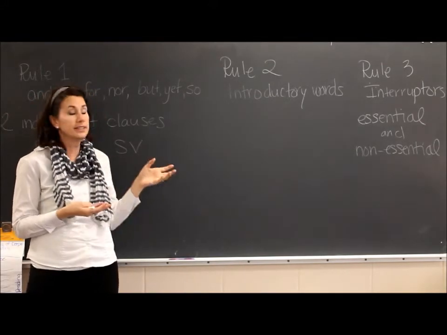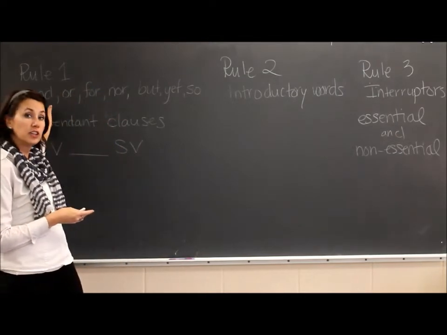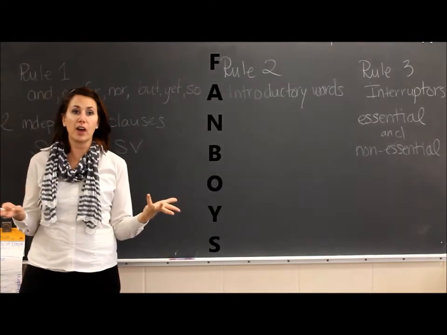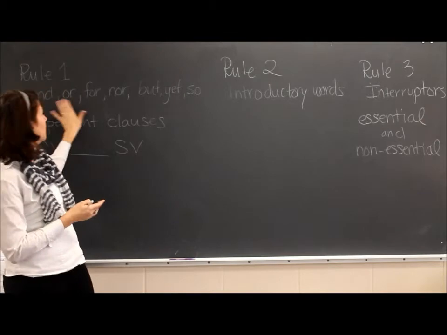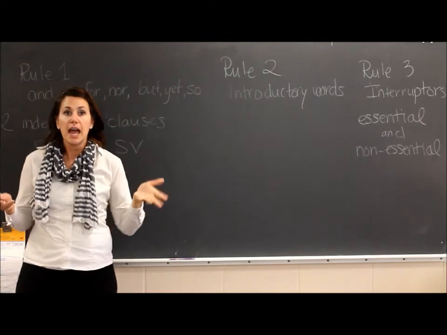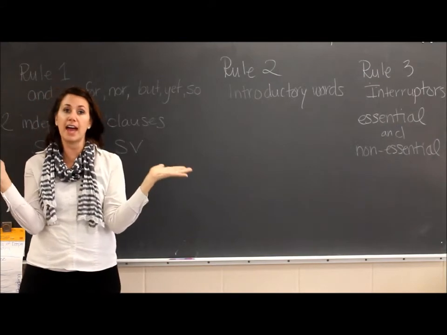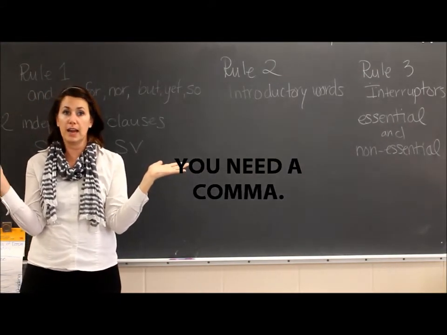Run-on sentences are when you don't use a comma, but you use a coordinating conjunction: and, or, for, nor, but, yet, so, but you've left out the comma. You need to have 2 independent clauses. So if you use an and, but, for, nor, or, yet, so, and you have 2 complete sentences, one on either side of that conjunction, you need a comma, or you've written a run-on.